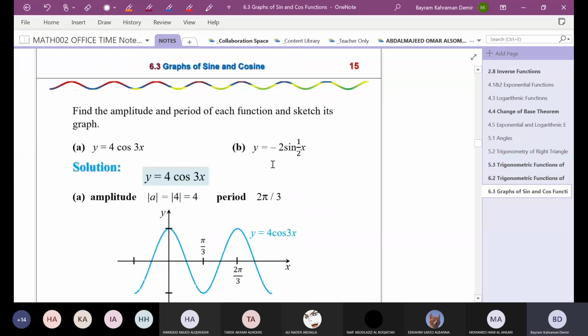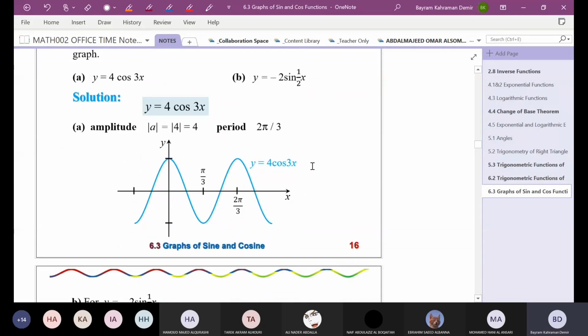Okay. The next question is, we see a graph of 4 cosine 3x. Let's see these standard questions, Shabab. What is the amplitude? Amplitude is the absolute value of 4, which is 4. Just don't forget. The period is 2 pi divided by k. What is k here? 3. So period is 2 pi over 3.